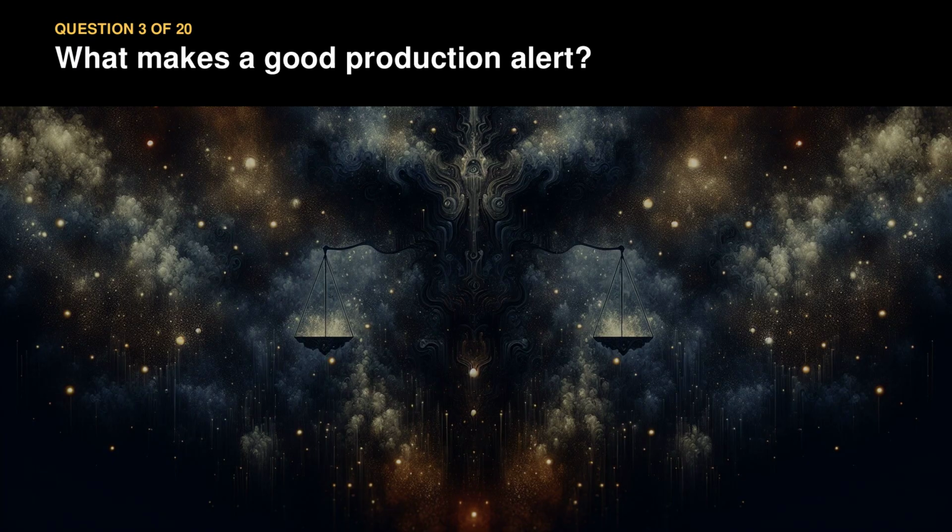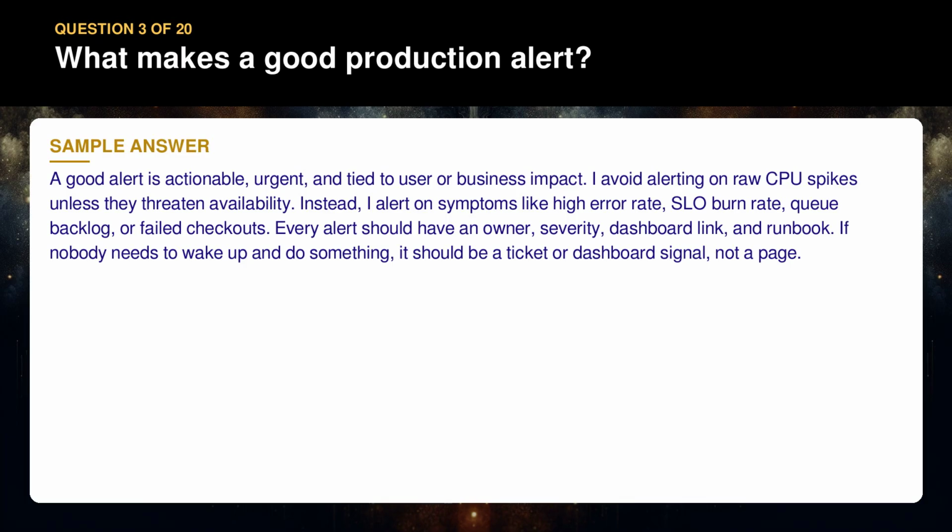Question 3. What makes a good production alert? A good alert is actionable, urgent, and tied to user or business impact. I avoid alerting on raw CPU spikes unless they threaten availability. Instead, I alert on symptoms like high error rate, SLO burn rate, queue backlog, or failed checkouts. Every alert should have an owner, severity, dashboard link, and runbook. If nobody needs to wake up and do something, it should be a ticket or dashboard signal, not a page.